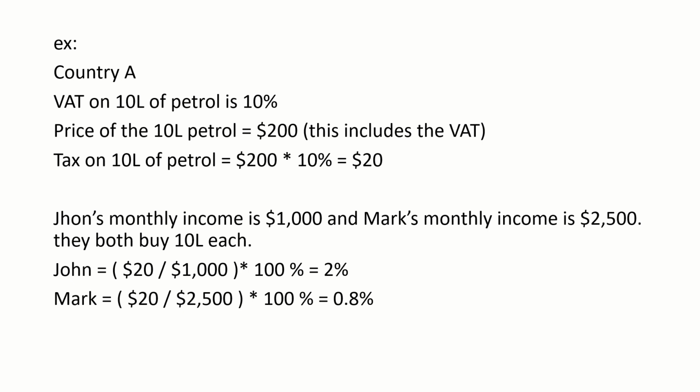So John is paying $20 for 10 litre of petrol and we divide it by his monthly income, which is $1,000. Then we multiply it by 100% to get the percentage. So the percentage will be 2%. For Mark, he is also paying the same amount of VAT on the petrol, which is $20. We divide it by his monthly income, which is $2,500. Then we multiply it by 100% to get the percentage. So the percentage will be 0.8%.